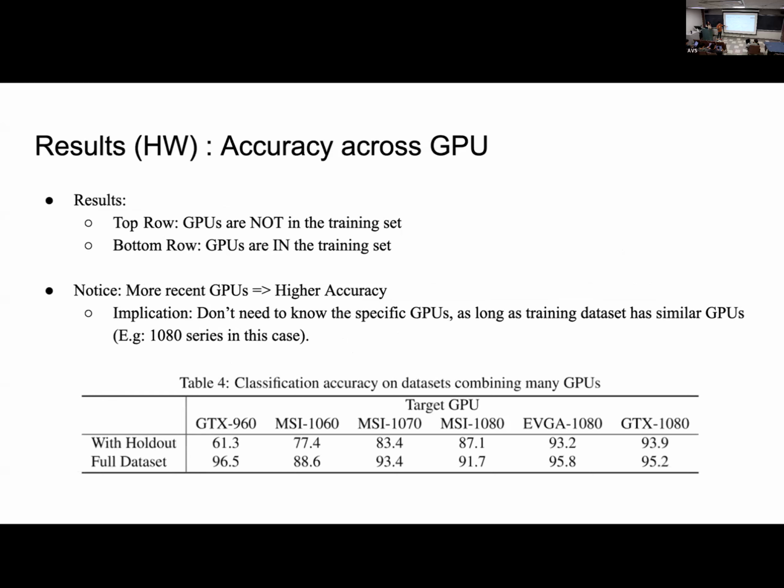But if your GPU is not in the training set, what they noticed is that with more recent GPUs you get a high accuracy. And the conclusion they came up with was that you don't need to know the specific GPU as long as the dataset has similar kinds of GPUs. So for example, you can see at the end there, you have 3 1080 series, and those get better results in a way, as opposed to the 960 series.